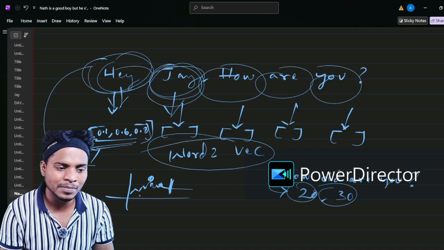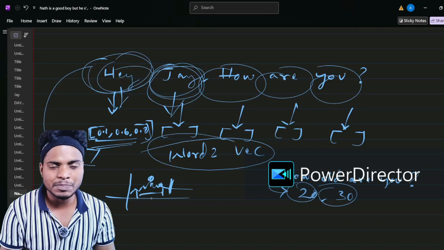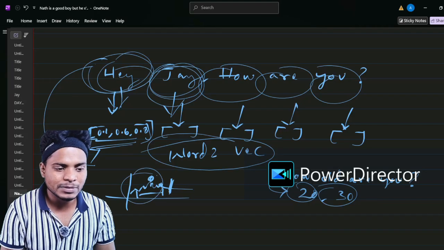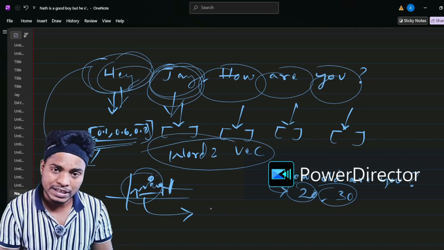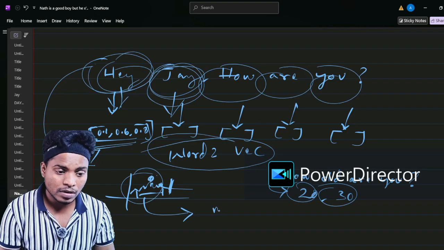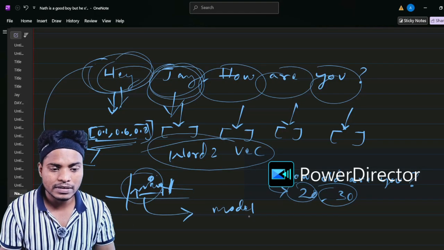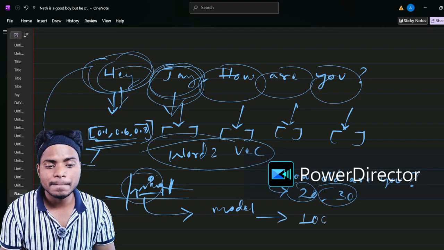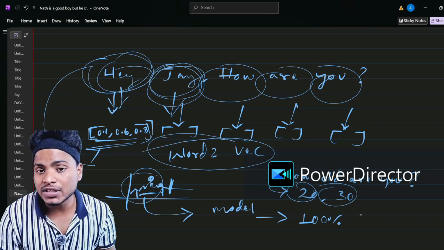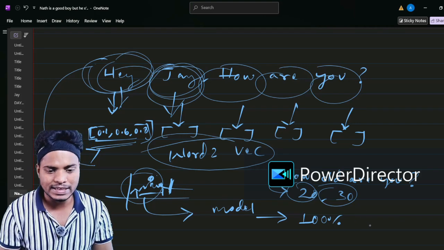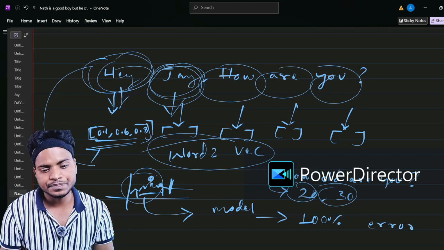Then how can I do it? I have the past data here. I will feed this past data to my model, and my model will predict the answer. Are you getting my point? Now the thing is, a model cannot always give you 100% accuracy. That means there is a chance of error.